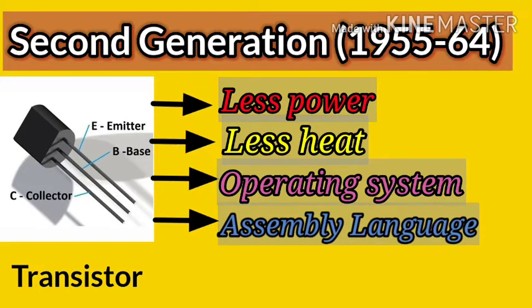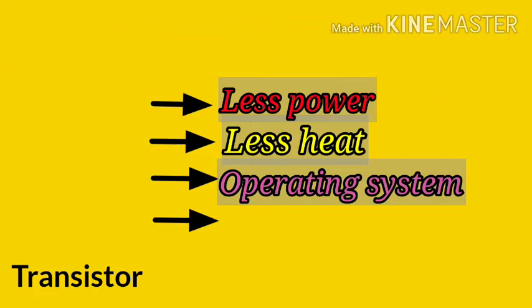Next, second generation, the replacement of vacuum tubes. Here transistors were used. Transistors made the computer smaller, faster, cheaper, and less heavy on electricity use. They used punched cards for input and printouts.